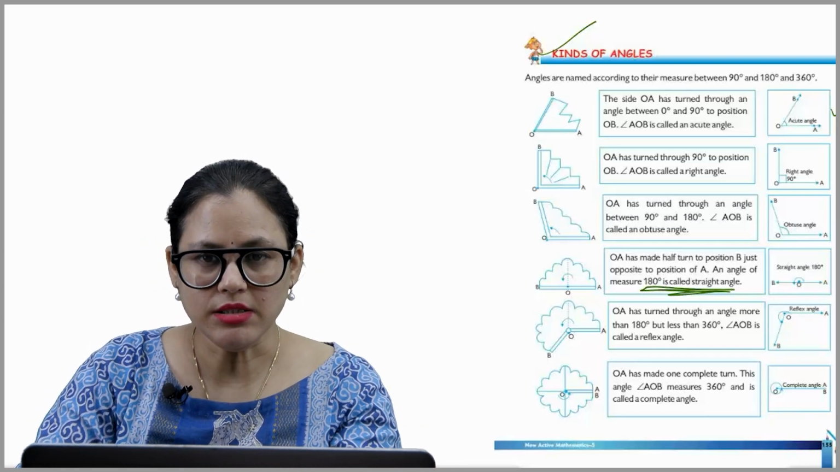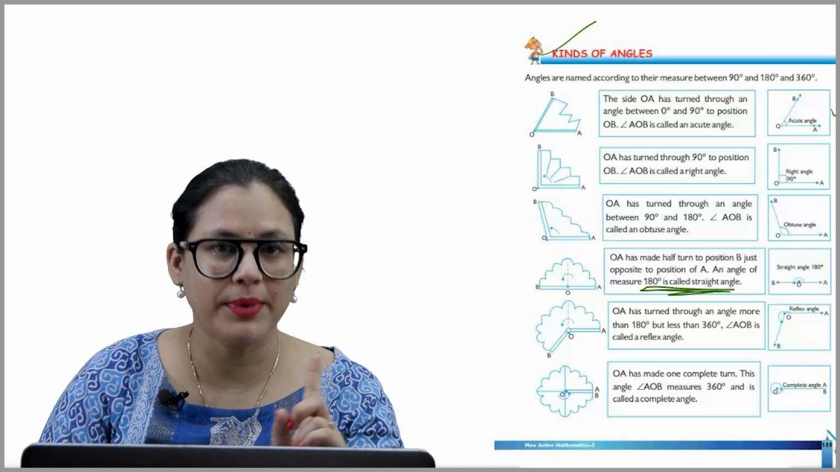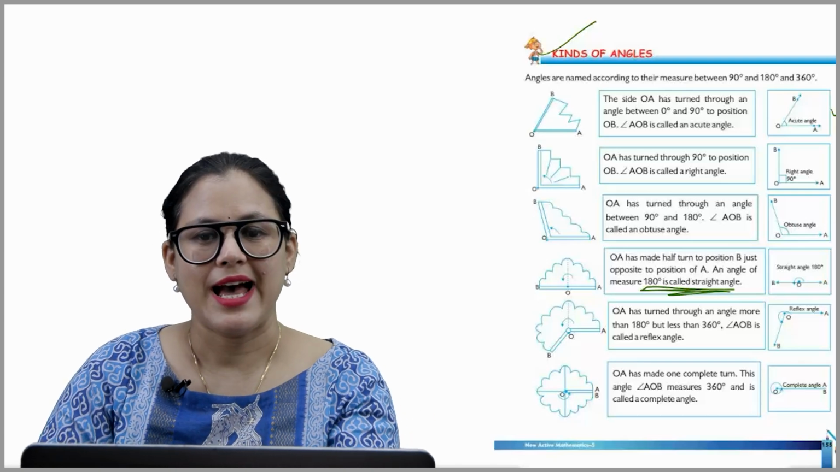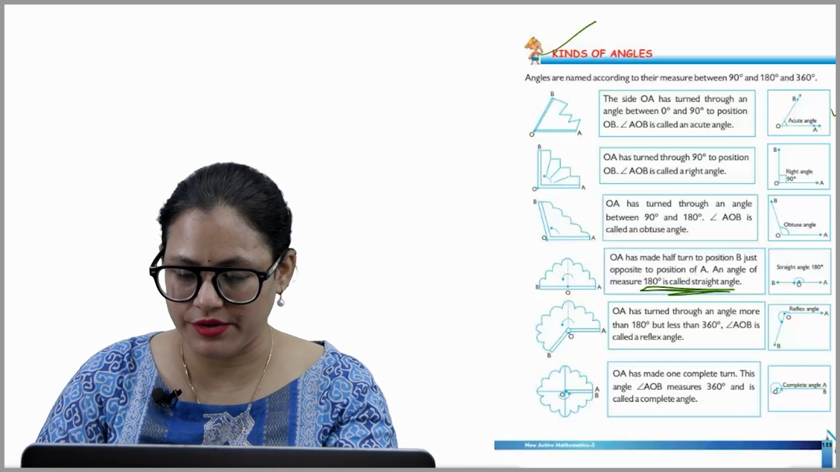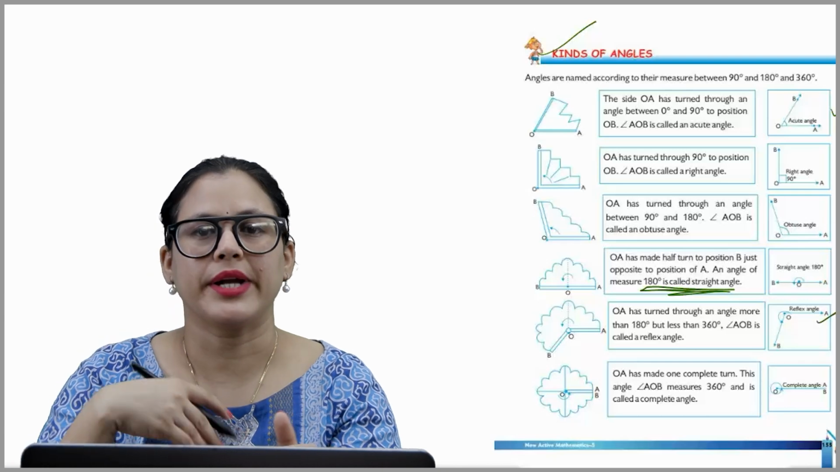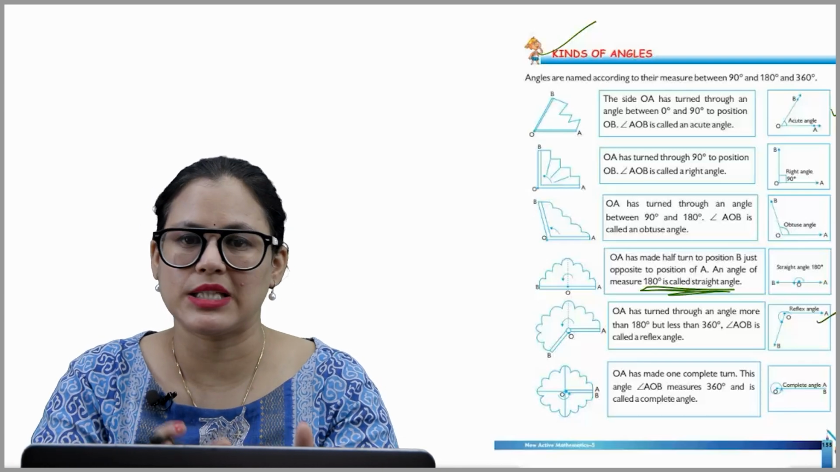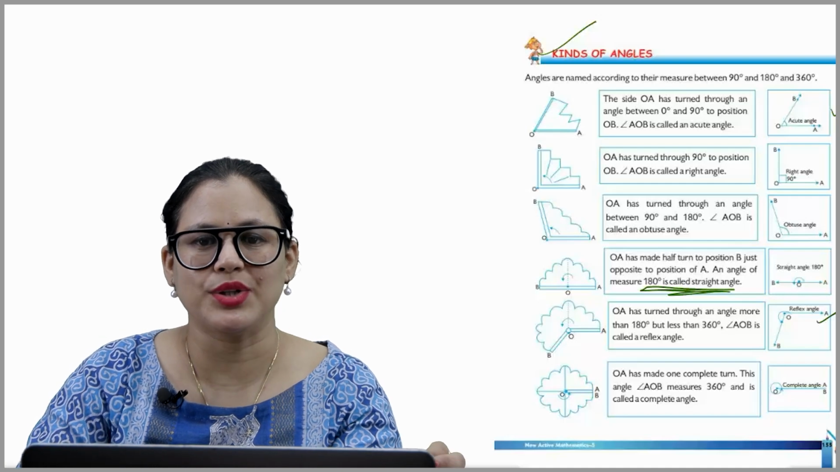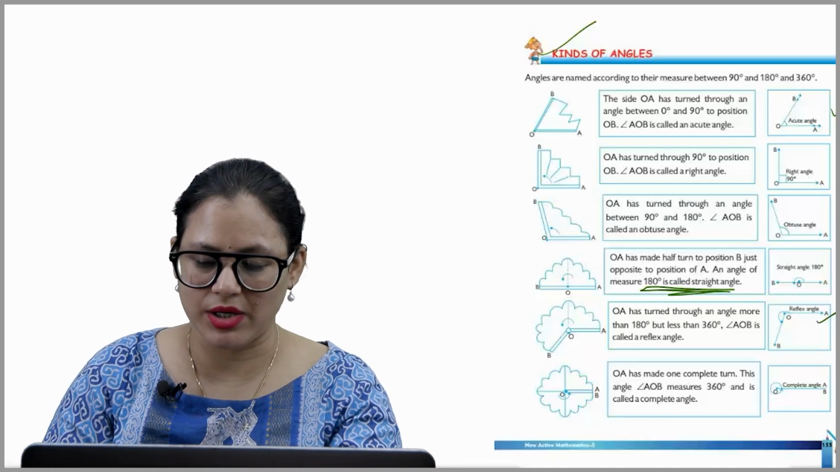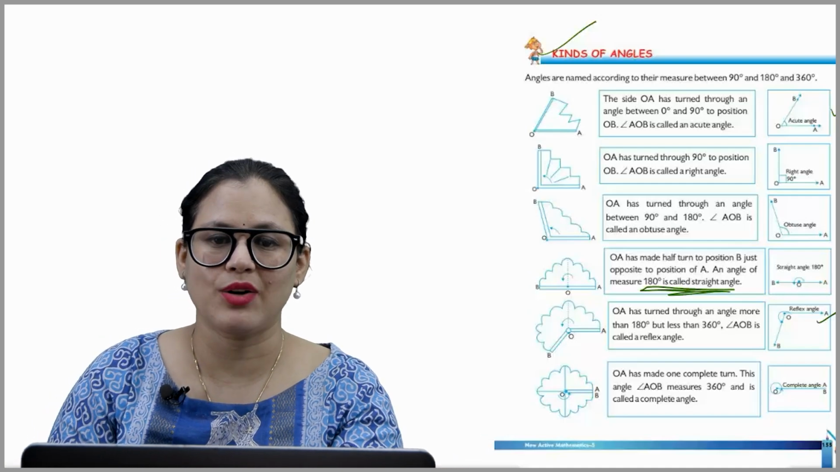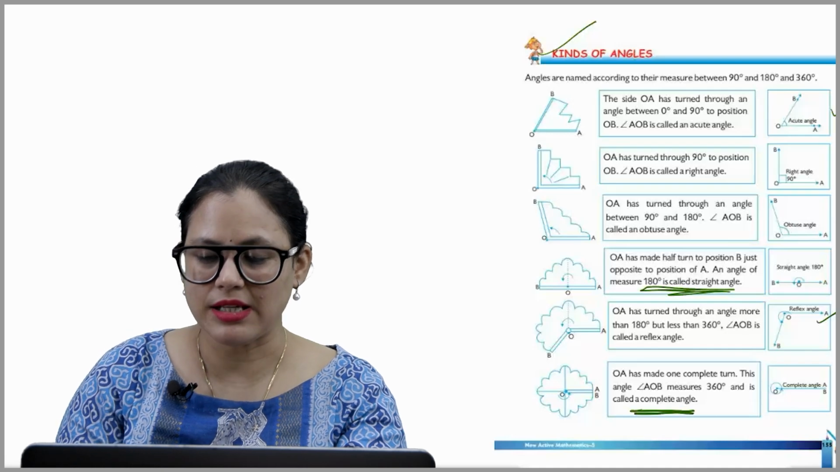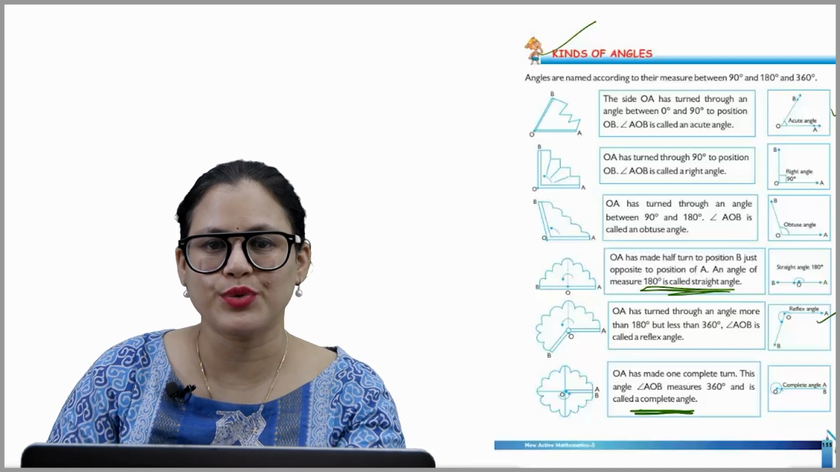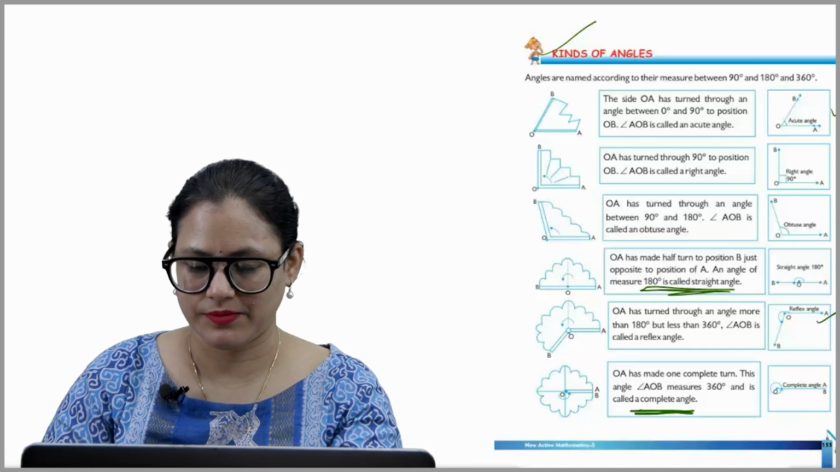Now, OA has turned through an angle more than 180 degrees but less than 360 degrees, and angle AOB is called a reflex angle, meaning greater than 180 degrees but less than 360 degrees, okay. Now OA has made one complete turn. This angle AOB measures 360 degrees and is called a complete angle. Complete angle means an angle of 360 degrees, right?